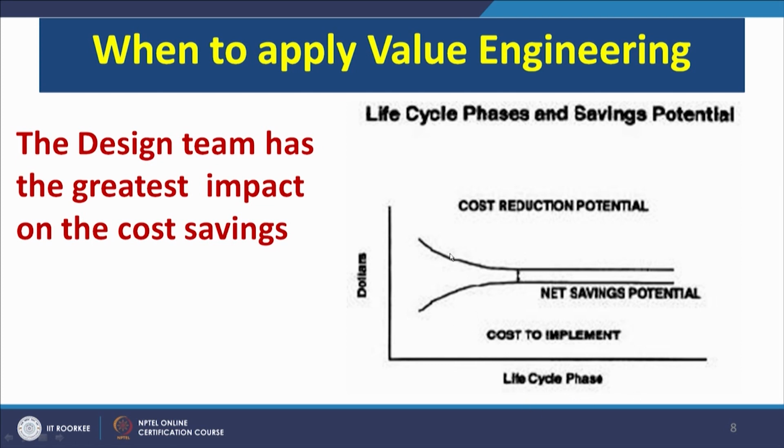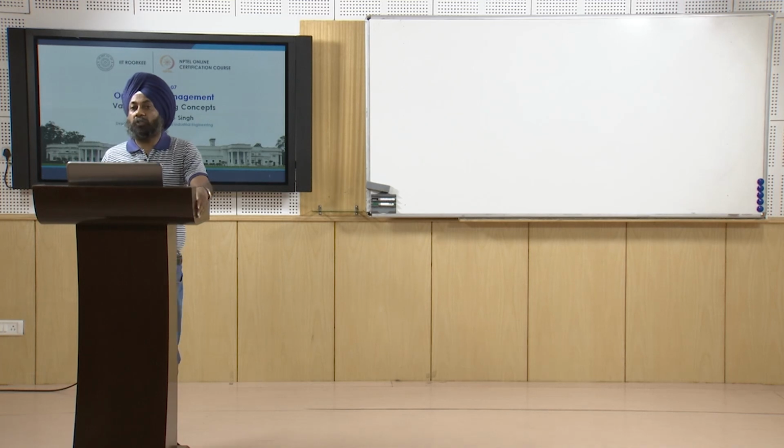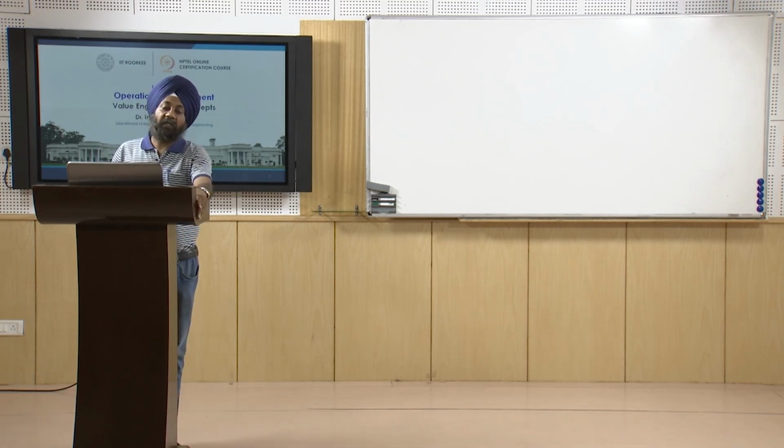So, during the design stage the saving potential is more, because everything is fixed at the design stage: the shape, the weight, the materials, everything. So the cost reduction potential is maximum at the design stage. So the design team has the greatest impact on the cost savings.